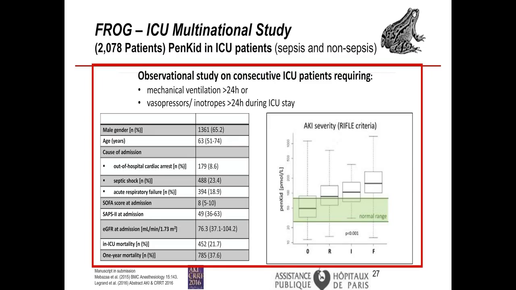Now, you're going to hear a lot about this new study, FROG-ICU, several thousand patients admitted to the ICU, both sepsis and non-sepsis. The data is just beginning to be published. But this is a really robust observational study on everybody who came to the ICU who required either mechanical ventilation for over 1 day or at least 24 hours of either vasopressors or inotropes. You can see the demographics on the left side, but really on the right side, again, we see confirmation of AKI severity by the RIFLE criteria with PENKid at levels of 100 and above. The levels do not go up in just those at risk, so inflammation is not an issue. Otherwise, the more severe it is, the higher the PENKid levels.